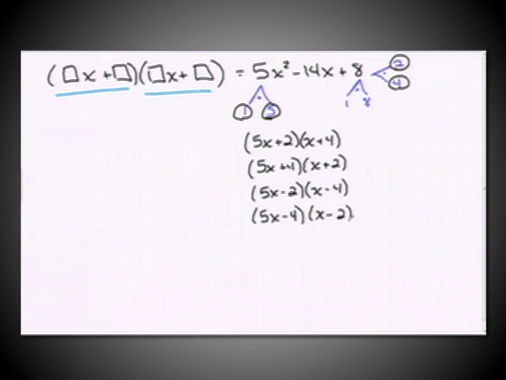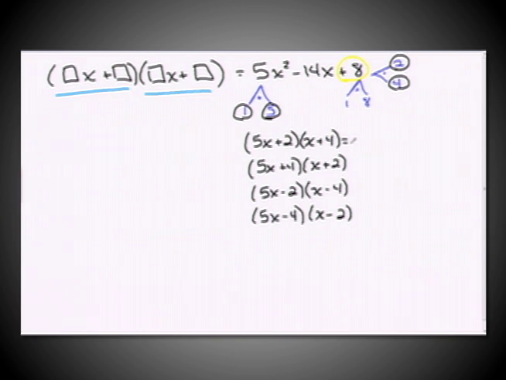Now I haven't tried combinations where the signs are different because I know these signs need to be the same because those last two numbers have to multiply together to make a positive 8. So I either need to be multiplying together a negative and a negative or a positive and a positive. So I have not mix-matched my signs and done one positive and one negative because that would give me a -8 at the end.